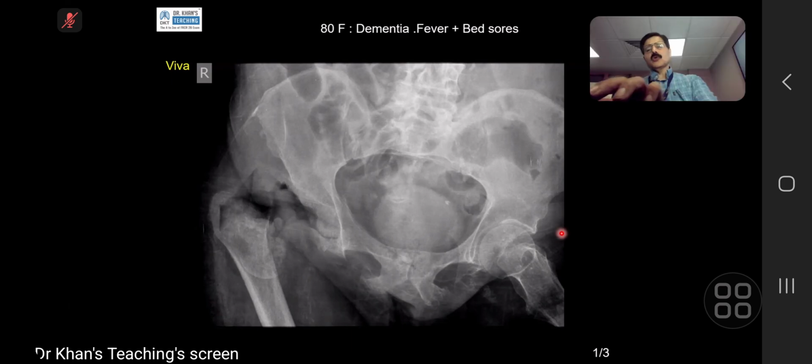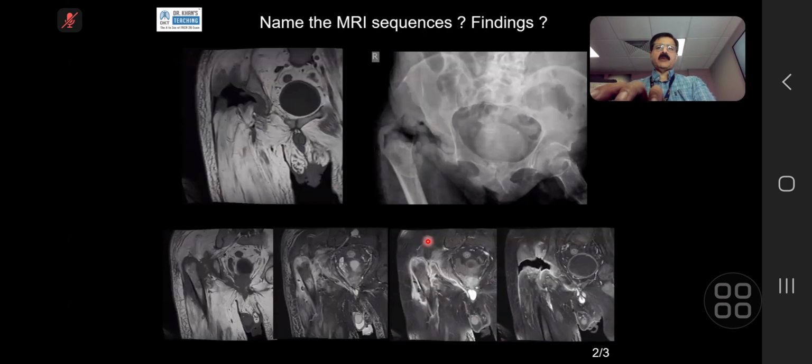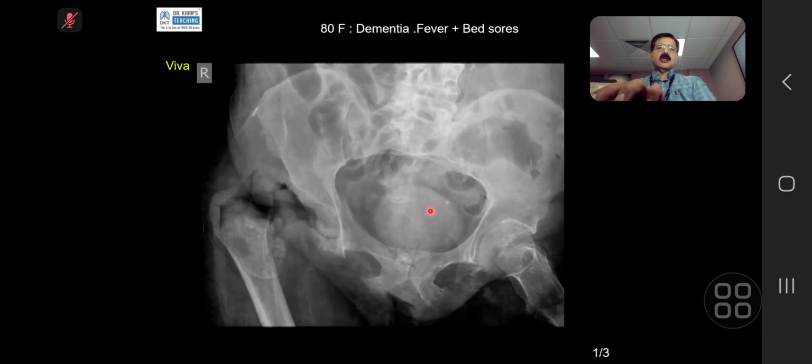Right. So in this particular case, we can see that there is bony destruction. This ischium. The acetabulum is completely destroyed if you compare it with this acetabulum. And where is the head of femur? That is gone actually. It's all eaten up, and so even the neck is eaten up.